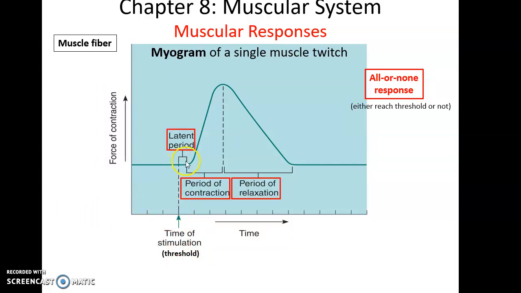After the stimulus, there's a slight latent period. It takes a little time for the muscle fibers to respond and contract. Then you have the contraction period in which the force of the contraction gets greater and greater until it maxes out. And then you get the period of relaxation as the muscle fiber relaxes and returns to its original length. And again, this is an all or none response. Either you reach threshold and get a contraction, or you do not.